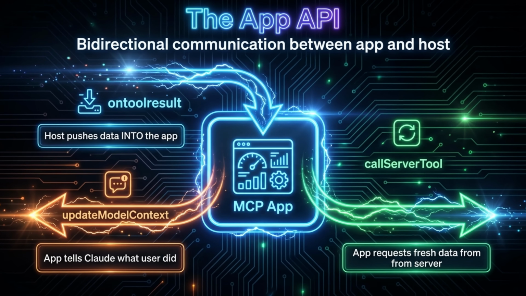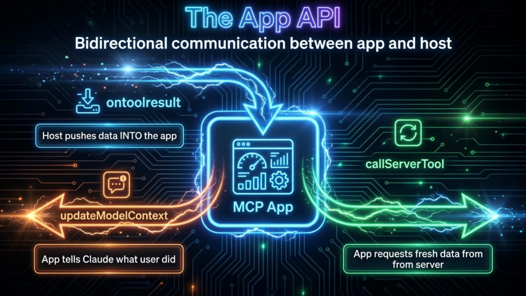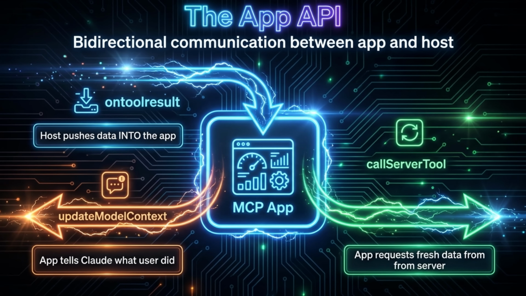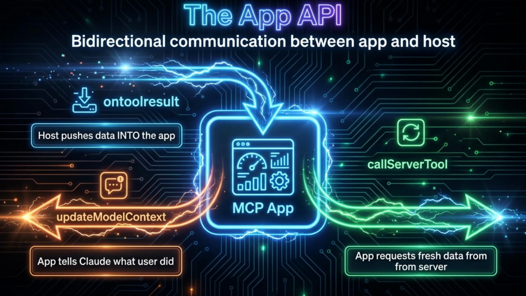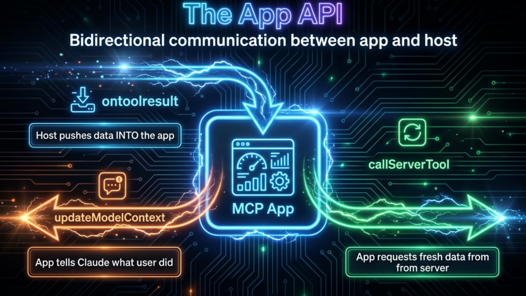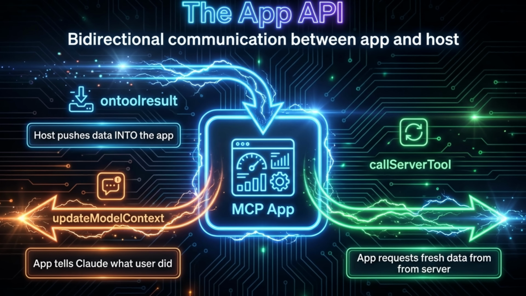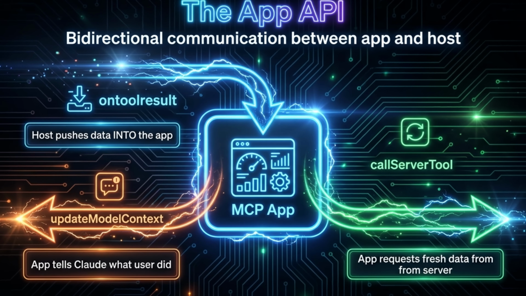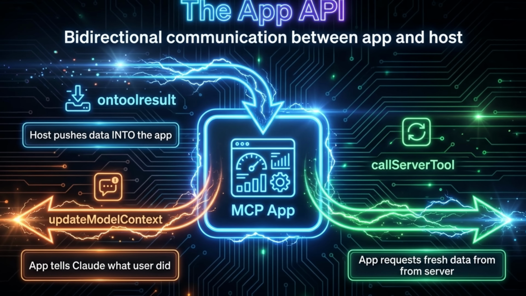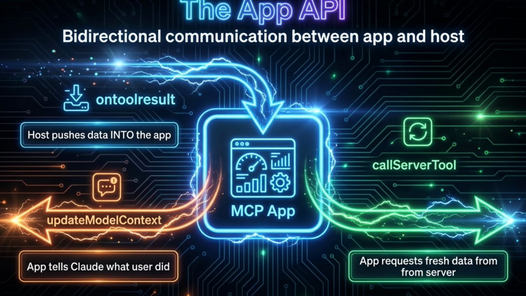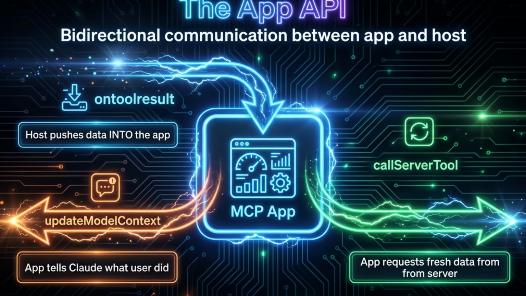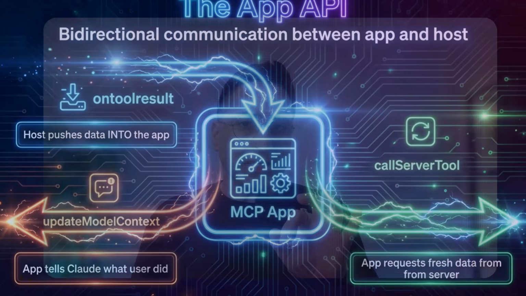Number two is the call server tool. The app can call more tools on the MCP server. So when I drag a slider, the app is actually calling a tool to recalculate. And third is the update model context. So when I interact with the app, for example, select options, the app tells Claude what happened. So if I ask a follow-up question, Claude knows what I was looking at. These three methods actually create a full bi-directional flow, and that's the architecture.